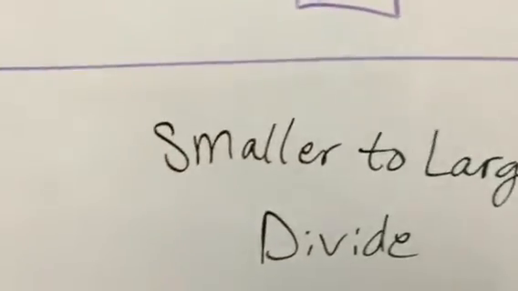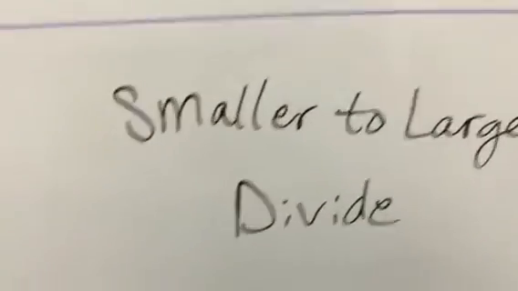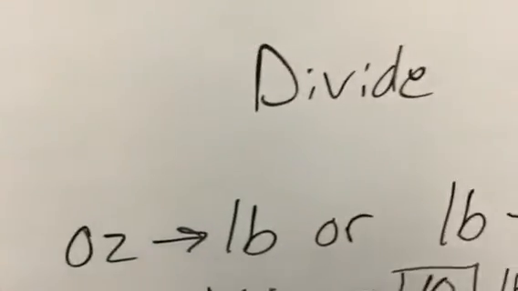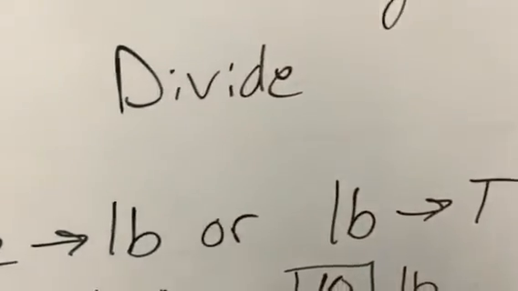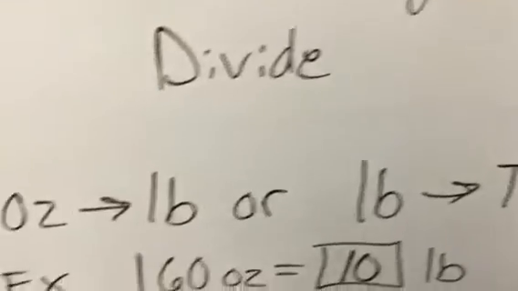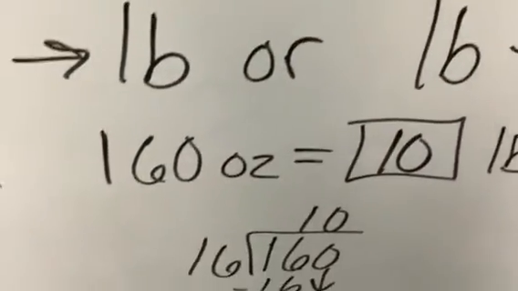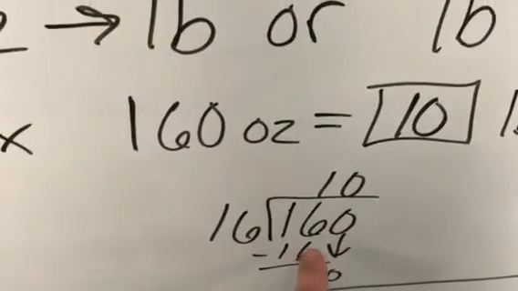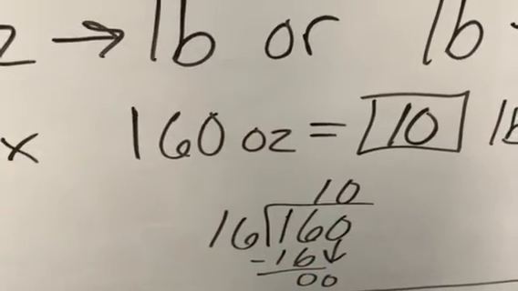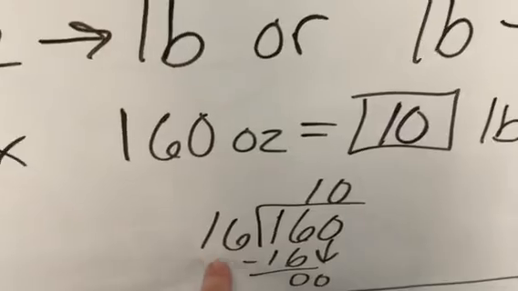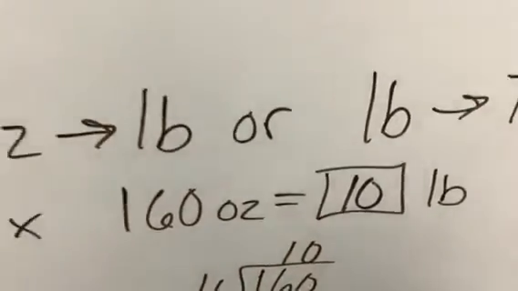If I'm going from smaller to larger, I need to divide. So if I have ounces and I want to know how many pounds, or if I have pounds and I want to know how many tons, an example is if I have 160 ounces, how many pounds is it? Well, I would have to do 160, and since there are 16 ounces in 1 pound, I would divide by 16, and I get an answer of 10. Let's take a look at the guide to practice.